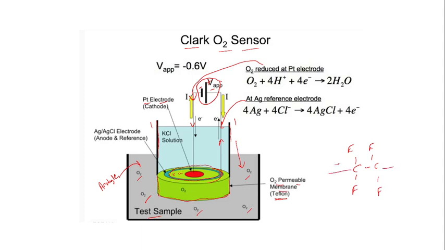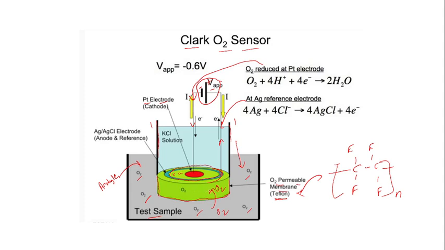Okay, like that it is made. So this is Teflon. It will permit oxygen to pass through this layer. Oxygen will only be able to pass from this layer. Finally, your oxygen is now inside this cell.